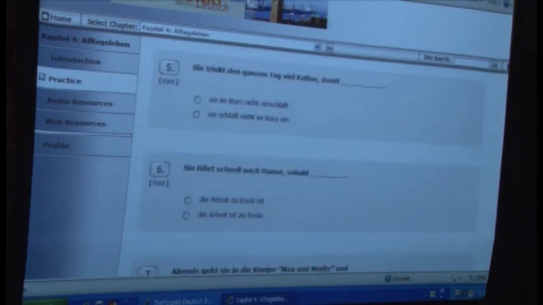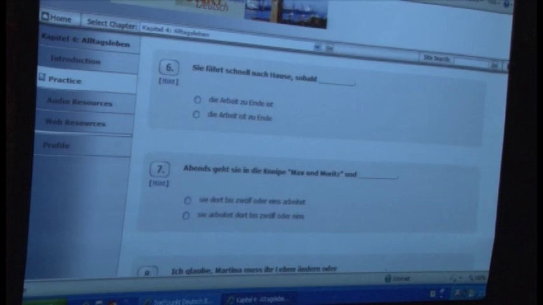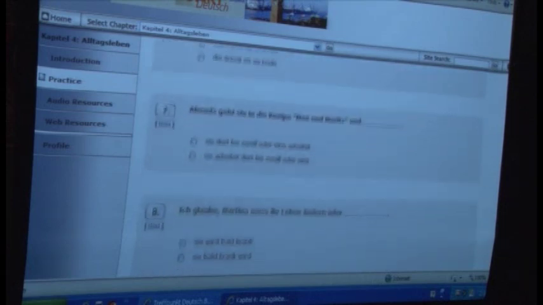Sie trinkt den ganzen Tag viel Kaffee, damit sie im Büro nicht einschläft. Ich trinke auch viel Kaffee, damit ich im Klassenzimmer nicht einschlafe. Na? Ich trinke auch den ganzen Tag viel Kaffee, damit ich nicht einschlafe. Sie fährt schnell nach Hause, sobald die Arbeit zu Ende ist. Ich meistens auch. Ich fahre immer direkt nach Hause, sobald die Arbeit zu Ende ist. Naja, zuerst hole ich meine Tochter ab.